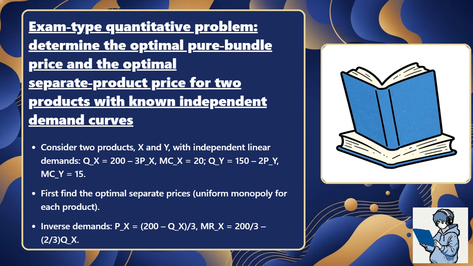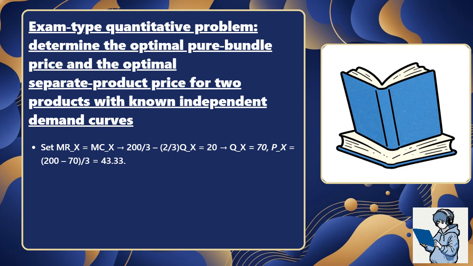Inverse demand for X. P sub X equals (200 minus Q sub X) divided by 3. Marginal revenue for X. MR sub X equals 200 divided by 3 minus (2 over 3) times Q sub X. Set marginal revenue of X equal to marginal cost of X: 200 divided by 3 minus (2 over 3) Q sub X equals 20. Solving gives optimal quantity of X equals 70. Optimal price of X equals (200 minus 70) divided by 3, which is 43.33.